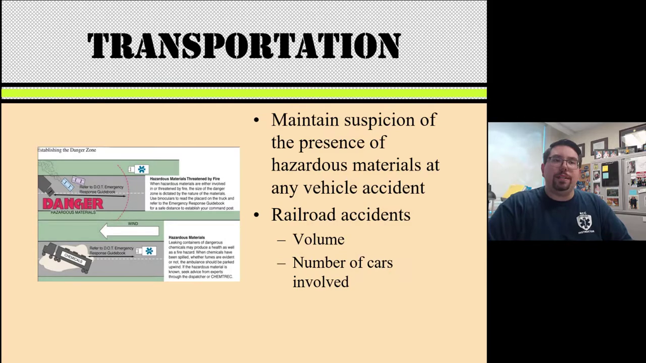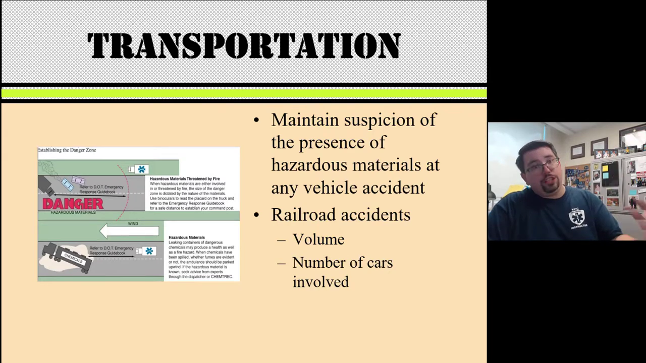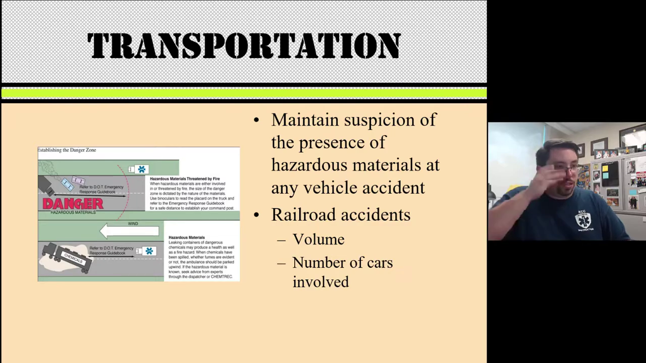Now, as far as transportation, we want to maintain suspicion of the presence of hazardous material at any vehicle accident. Again, we know that there are a lot of ways in which hazardous material is transported. One of the ways that we typically see hazardous material transported is through railroad accidents. In this case, the volume of hazardous material can be much larger than that of a truck, and it can involve a number of cars, all of which could be carrying a potentially different type of hazardous material, leading to a very dangerous, uncontrolled event.